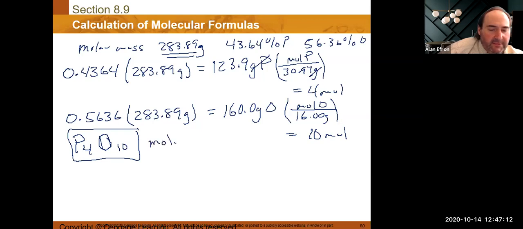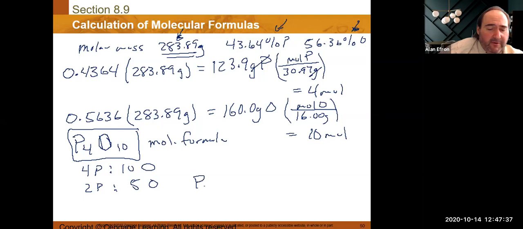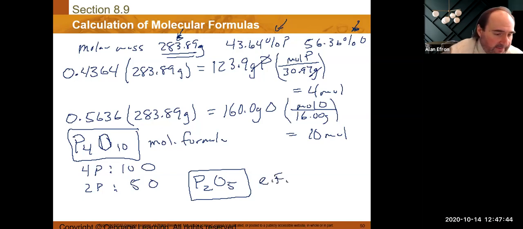So this is a way that you could actually go right to the molecular formula if you know the mass of the compound and the percentages of each of the elements. And at this point, we know that this is 4 phosphorus to 10 oxygens. We could divide everybody by 2 there, and that would be the same as 2 phosphorus to 5 oxygens, which means our empirical formula would be P2O5. So this is an alternative approach that sometimes people will do when they have that information given to them.